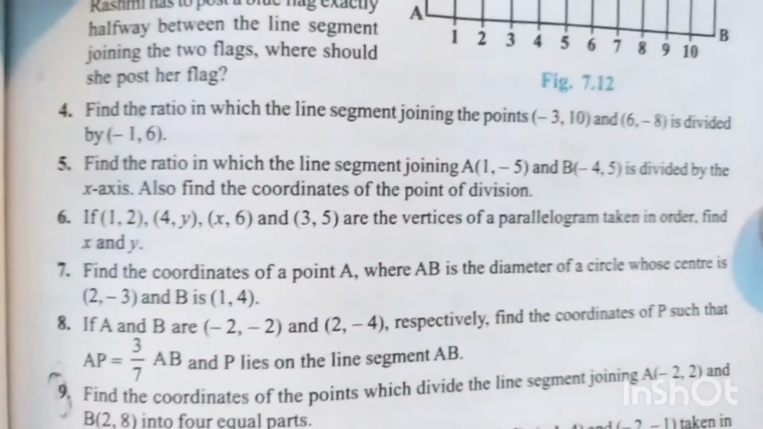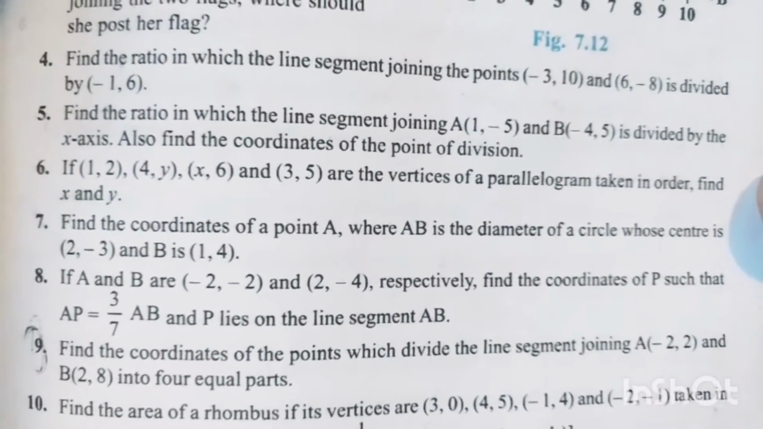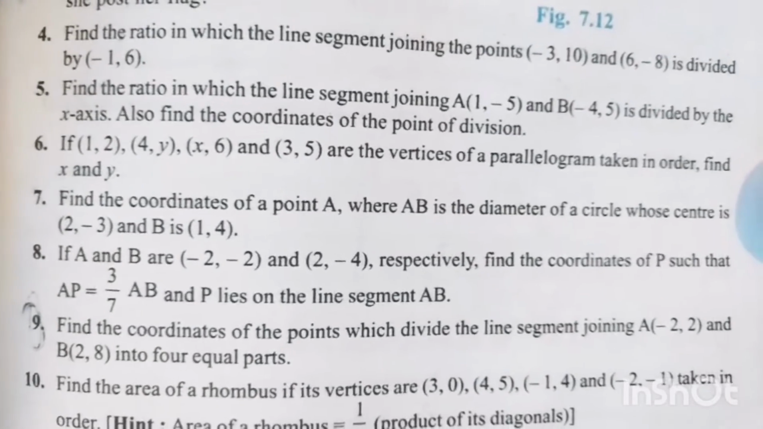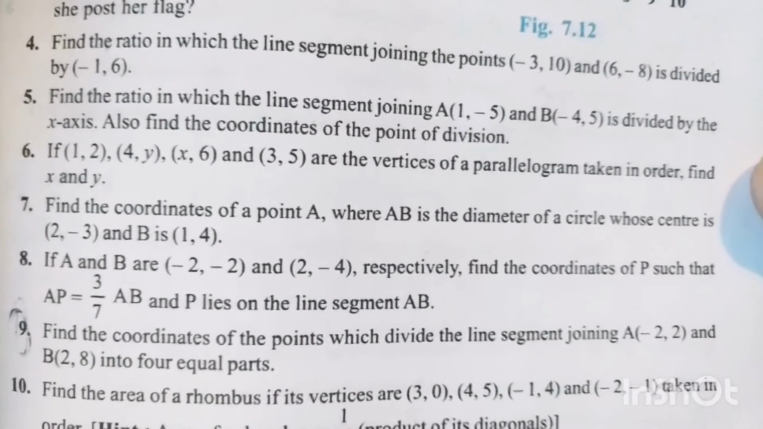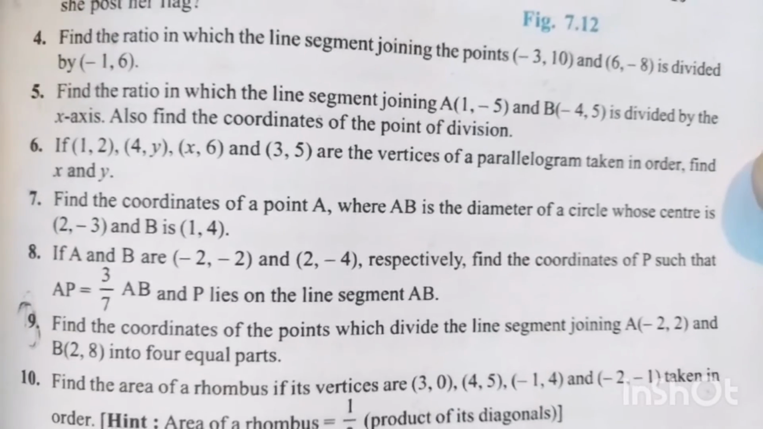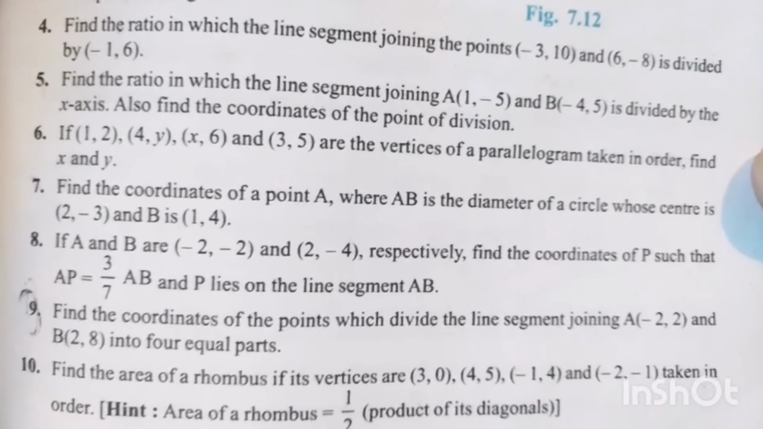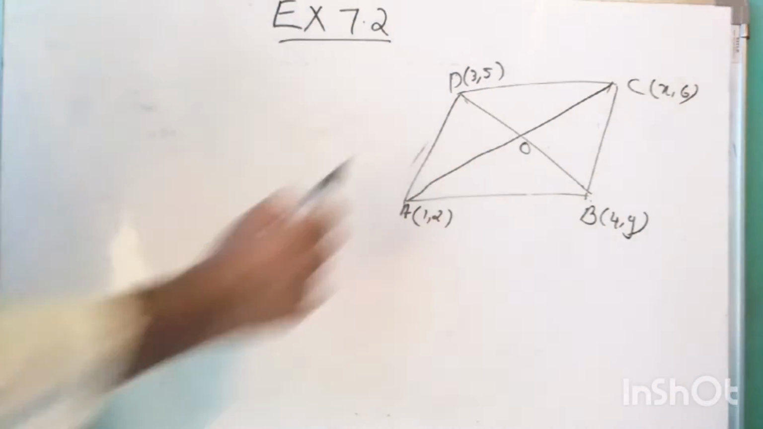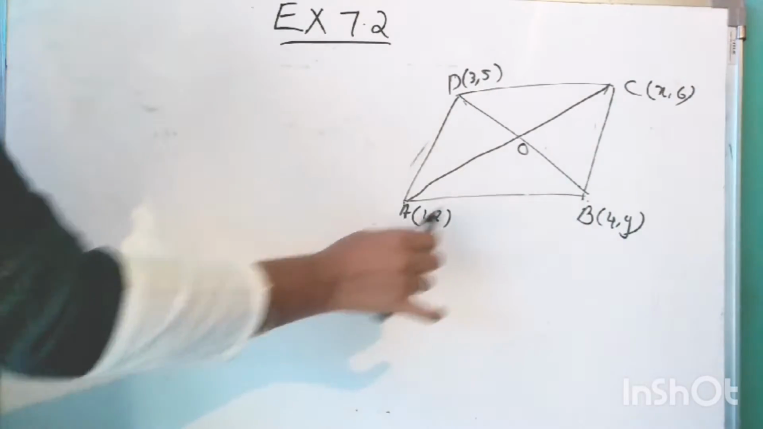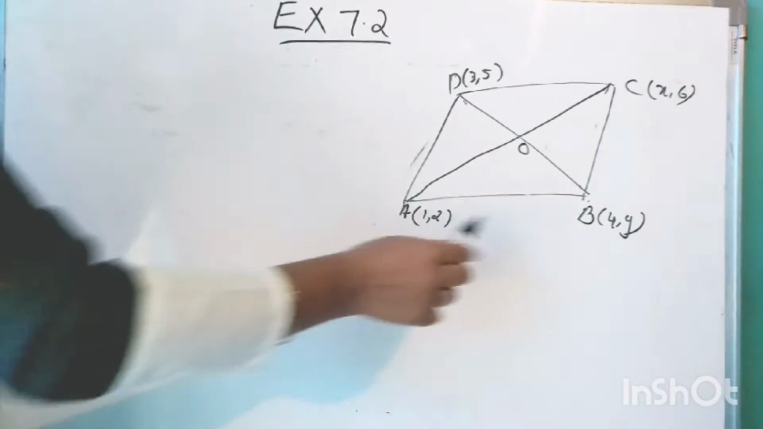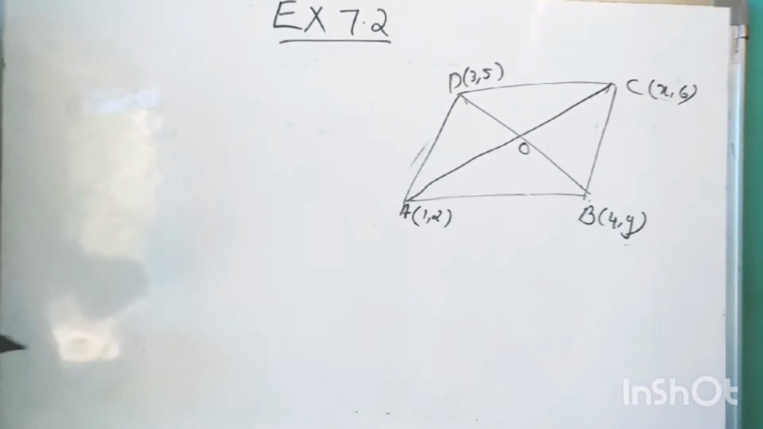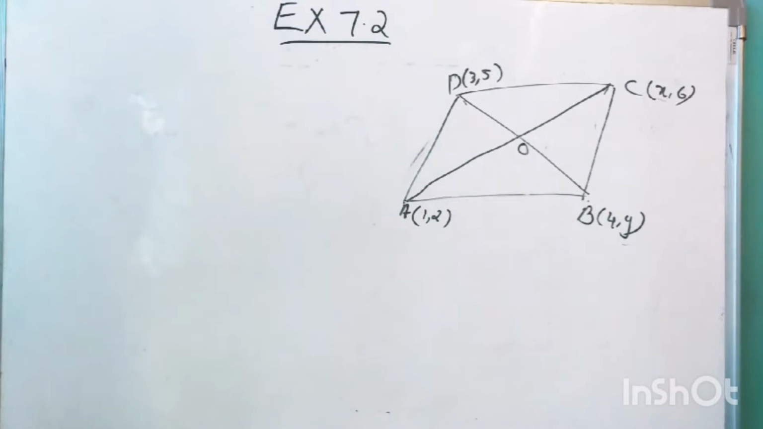Sixth question. If the ordered pairs (1, 2), (4, y), (x, 6) and (3, 5) are the vertices of a parallelogram taken in order, find x and y. Just look at this figure. Suppose this is our parallelogram and the 4 vertices are given. We need to find the value of x and y.